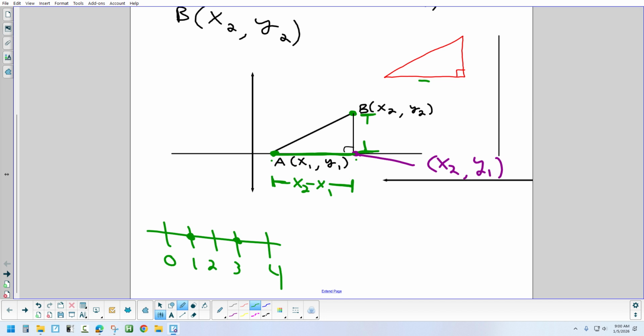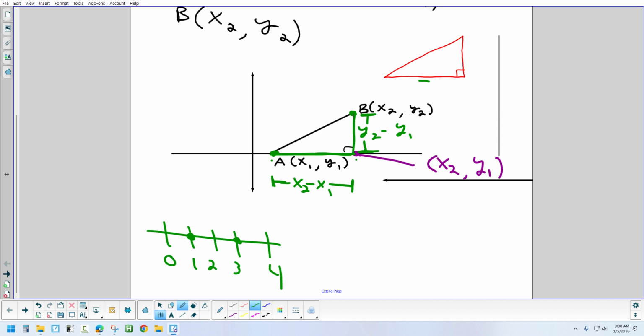Anybody have an idea how we're going to get the height of that triangle? Yep, it's going to be y2 minus y1. Now, neither one of those is actually what we want. This bottom one is the length of the base. The one on the right is the height. But what we really want is the hypotenuse. Okay, that's what we're trying to get.